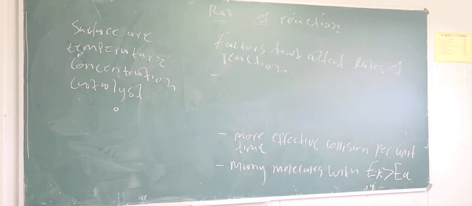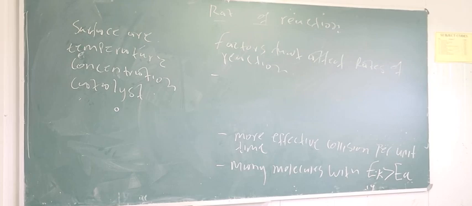So the factors that affect the rate of reaction. That is what is allowing more effective collision per unit time.